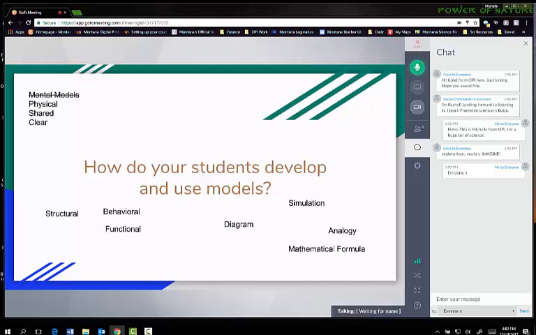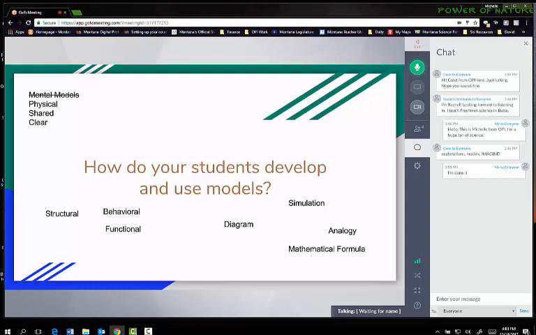Right. Yeah, absolutely. And so when we look at this next slide, I have mental models as a strike through, because when we're looking at developing and using models, we are kind of attacking and pulling out those mental models from students that can hold some misconceptions, and we're moving them into physical, shared, and clear models, which can be an analogy or a diagram or a simulation, or also a mathematical formula.